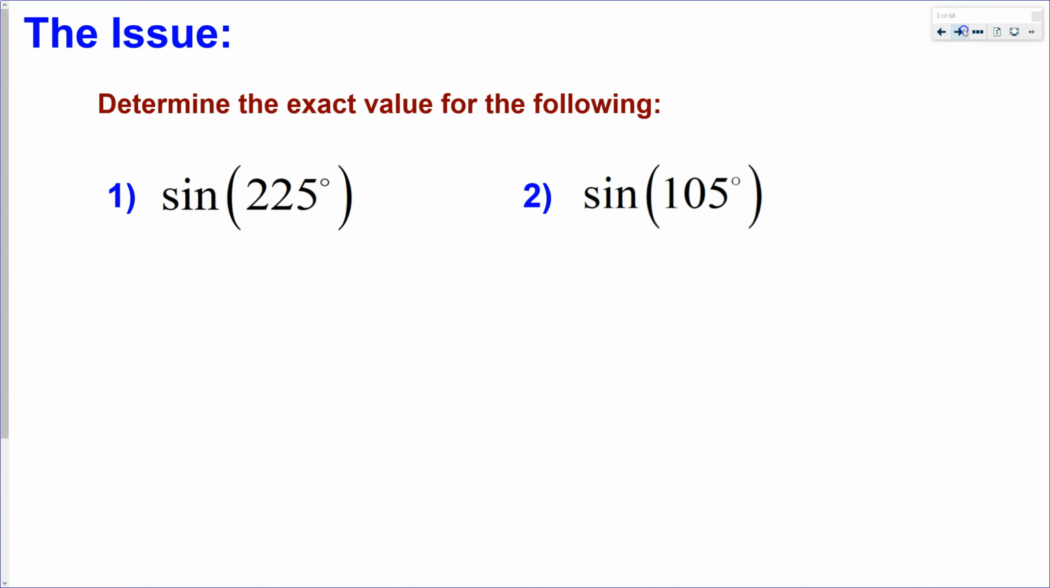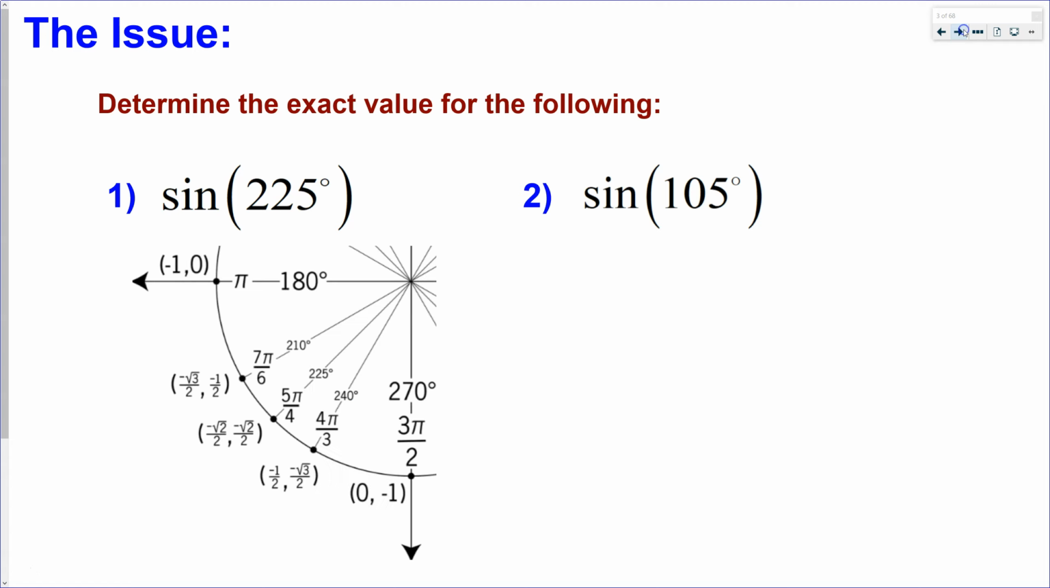If I ask you what is the exact value of sine of 225 degrees, that's an angle that happens to be on the unit circle. So you can go find your unit circle. You can go, okay, well, this is 225, that's 5 pi over 4, and sine is asking for the y coordinate from that location. So your answer to this would be negative square root of 2 over 2.